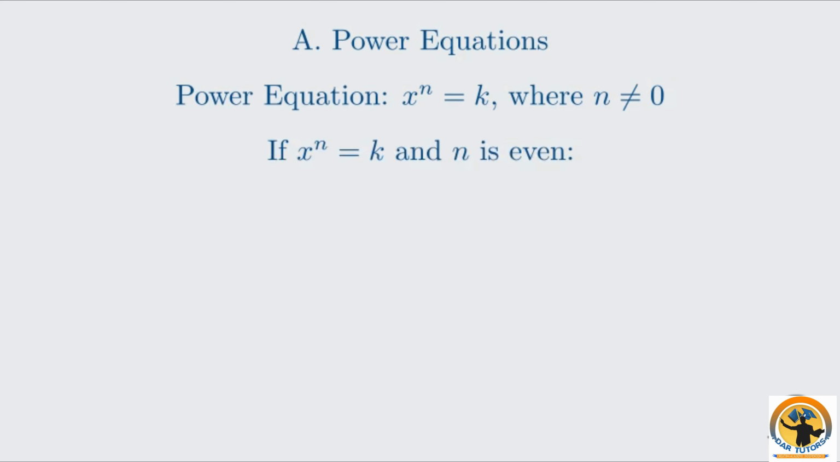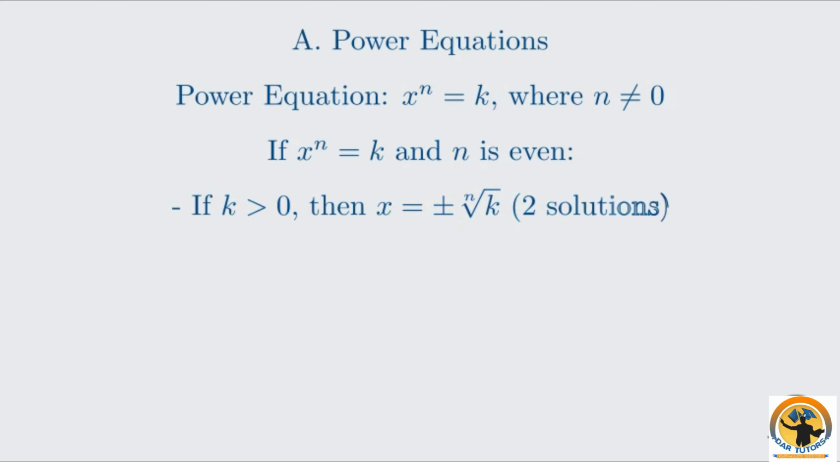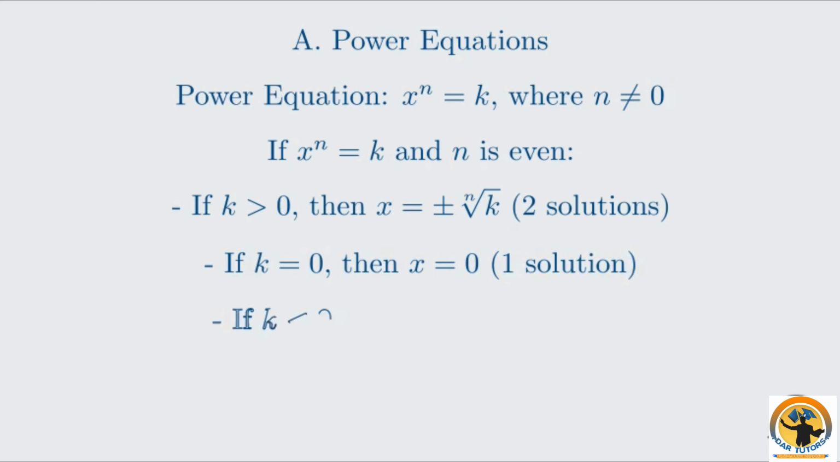First, consider the case where n is an even integer, like in x squared equals 9. We need to remember that an even number raised to a positive or negative value yields a positive result. Therefore, if x to the n equals k and n is even, there will be two solutions. x equals the nth root of k, and x equals the negative nth root of k. This is often written as x equals plus or minus the nth root of k. If k is 0, x must be 0, giving one solution. And if k is negative, there are no real solutions, as an even power of a real number can never be negative.